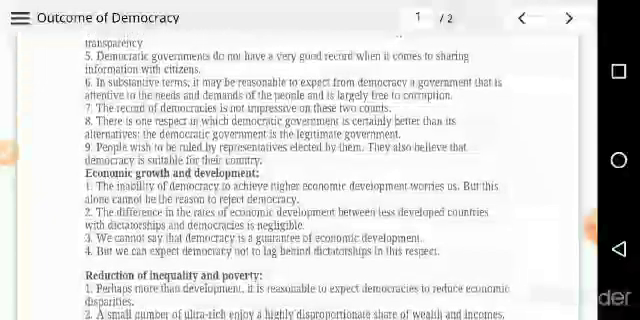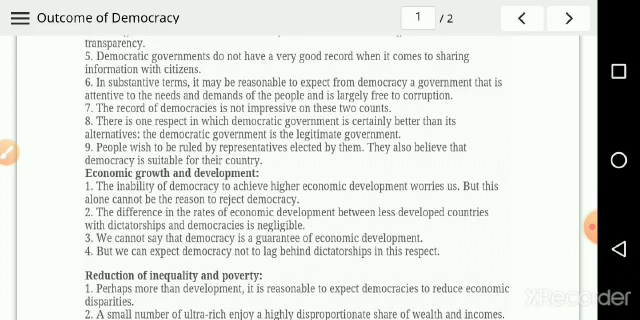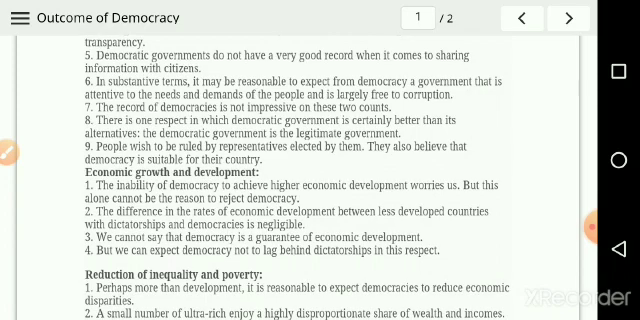Think about India: what is the theoretical democracy and what is the practical democracy, that is what we are thinking about now. Then the record of democracy is not impressive on these two counts. What we informed in the fifth and sixth points is not impressive, what we are facing even now. There is one respect in which democratic government is certainly better than its alternatives.